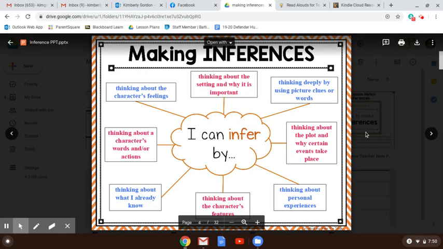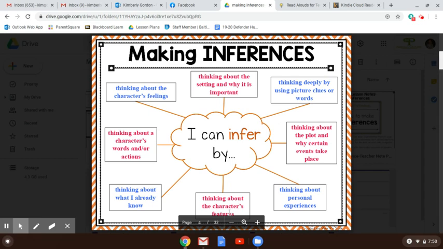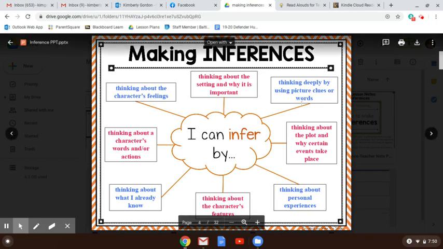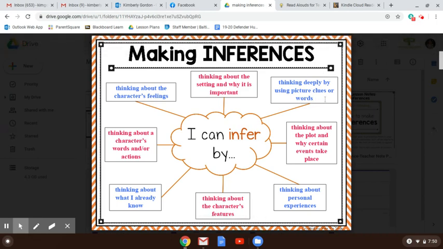You can infer by thinking about the plot and why certain events take place, thinking about personal experiences, thinking about the character's features, thinking about what you already know, thinking about a character's words and or actions, thinking about the character's feelings, thinking about the setting and why it is important, thinking deeply by using picture clues or words. And this is going to be extra important in the text we read after this.